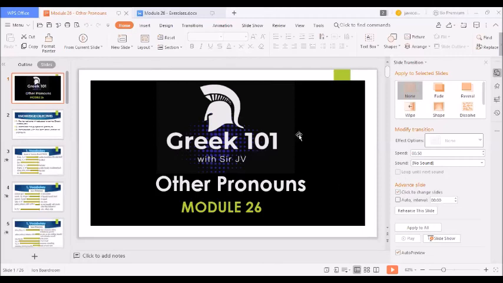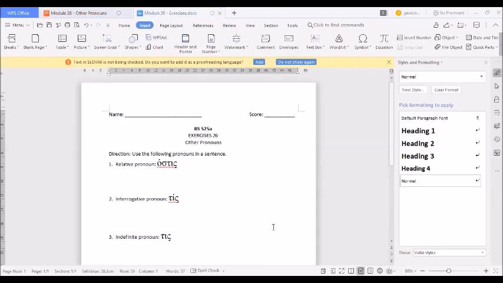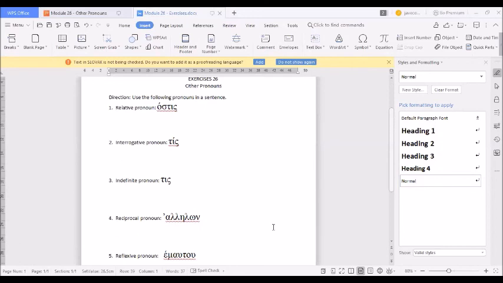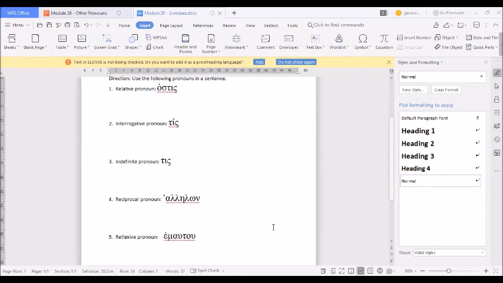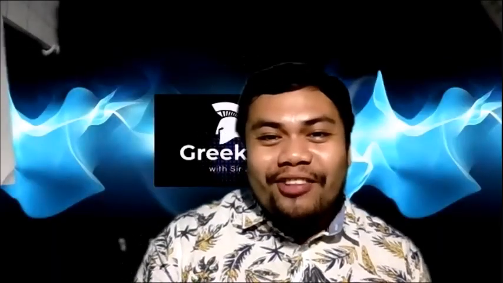So there you have it, our lesson on the other pronouns. We have learned a lot today about the different kinds of pronouns. And also don't forget to answer your assignment to give a sentence of each of the six pronouns that we have learned today. So that's all for today.